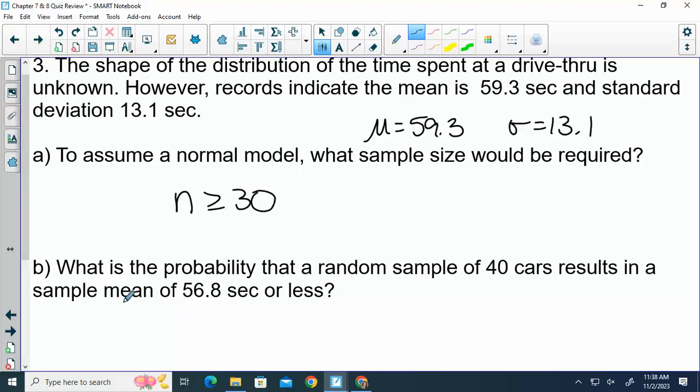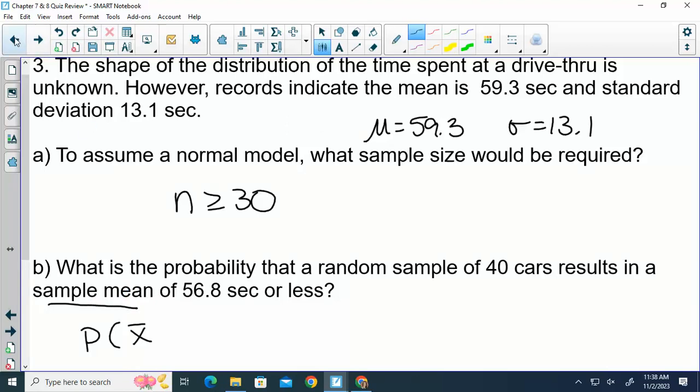B. What's the probability that a random sample of 40 cars results in a sample mean? When I say sample mean, what am I talking about? The mean of the sample. What's the notation for that? This is the X bar, the sample mean. So I'm not just saying that my value is a certain number.